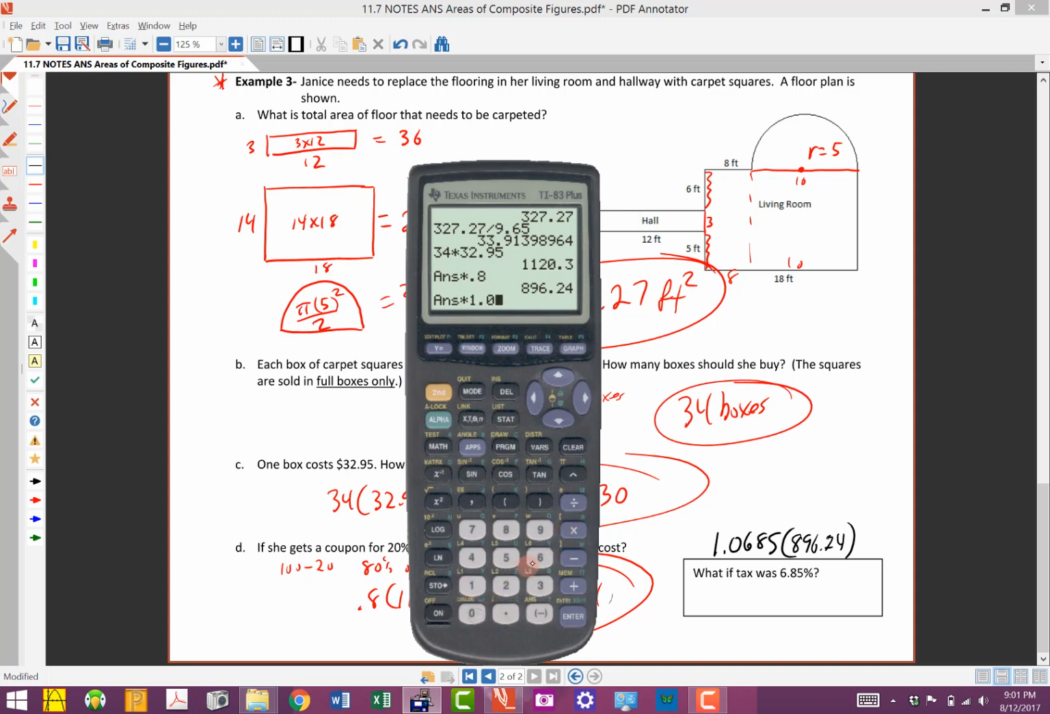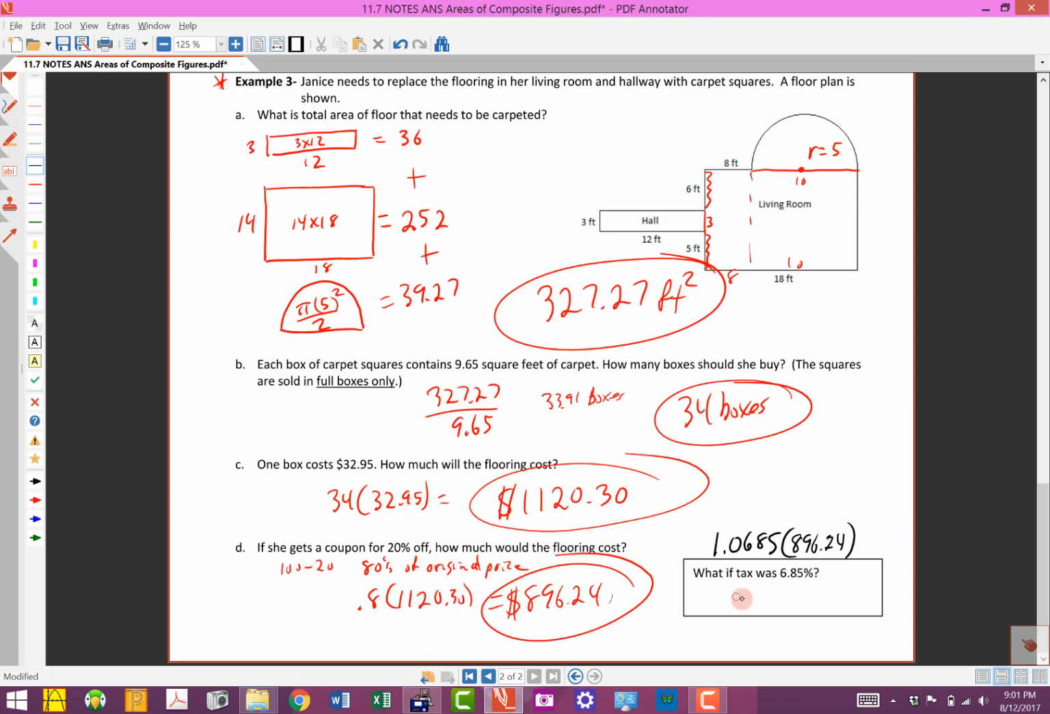And the cool thing is I think if I pull up my calculator, I'm just going to times that by 1.0685. And we end up with $957, and let's round the right way. It's either 63 cents or 64 cents. It's going to be 63 cents. It's going to be 957.63. That's how much it would cost.